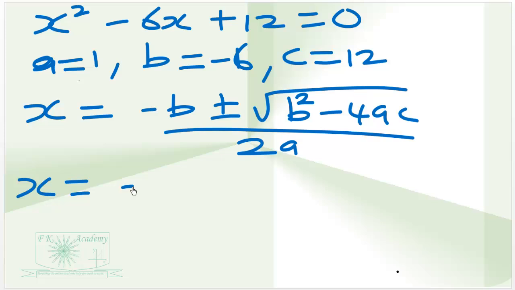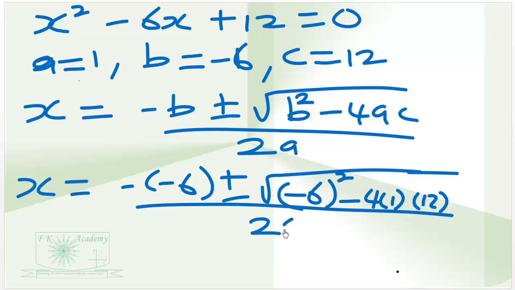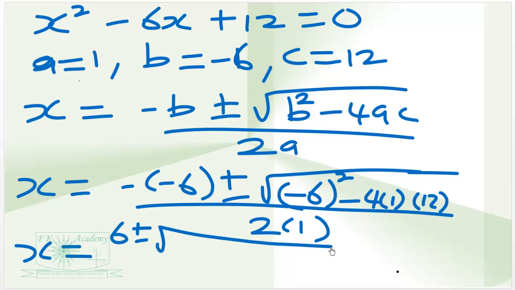We have negative of negative 6, plus or minus square root of negative 6 squared, minus 4 times 1 times 12, divided by 2 times 1. So x will be equal to negative of negative 6, which is positive 6, plus or minus square root of 6 squared, which is 36, minus 4 times 12, that will give us 48, divided by 2.